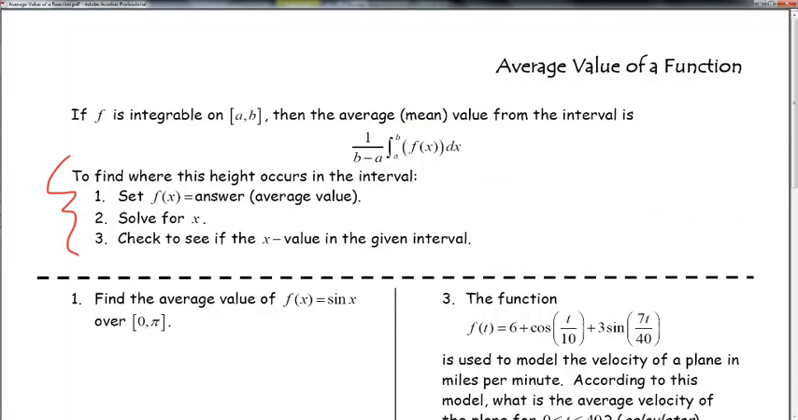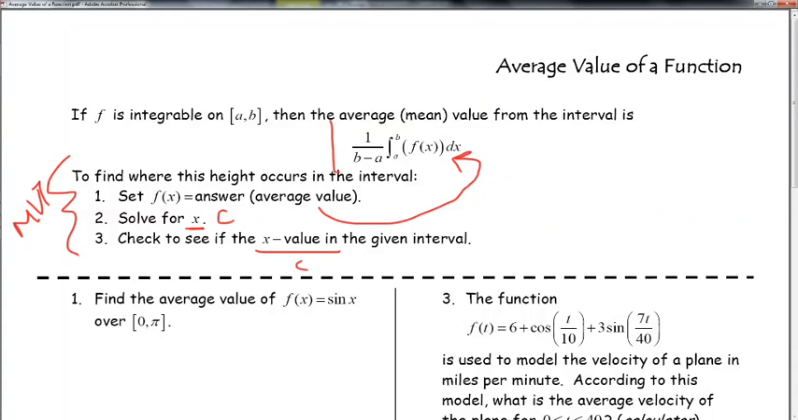This part right here is where we talk about the mean value theorem. That's what the other video is about. If you want to find where the height occurs in the interval, again, you want to set your f of x equal to your answer. That's your average value. Average value is this guy. And then when you solve for your x, that's your c, and then you just need to make sure your c is in your interval. That's what the other video was about.